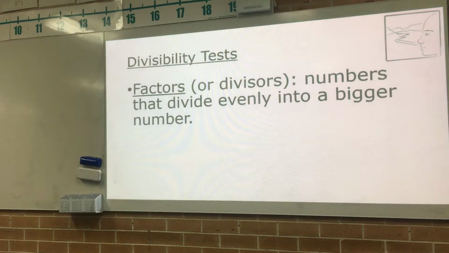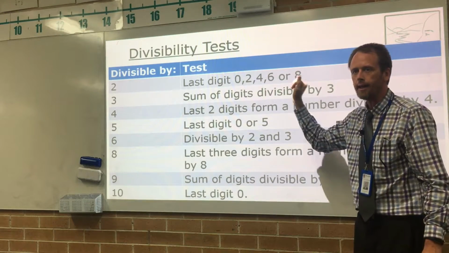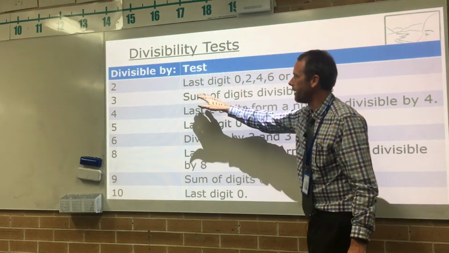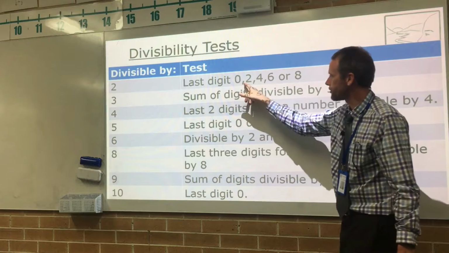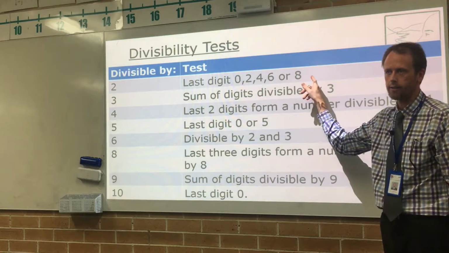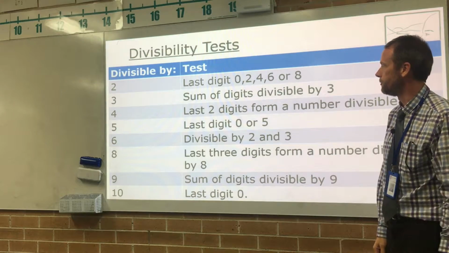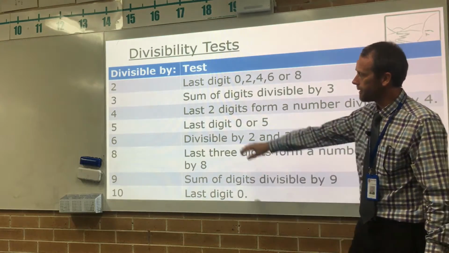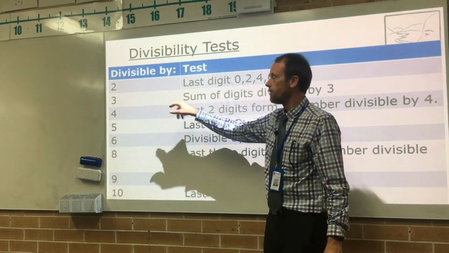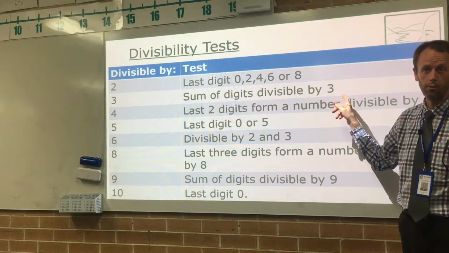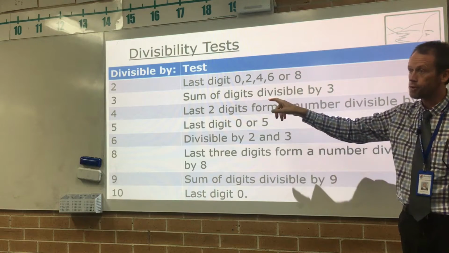I've just handed you this sheet. Here, in this table, we're able to tell what is divisible by 2. If the last digit is 0, 2, 4, 6 or 8, or it's an even number, we know it's divisible by 2. When it comes to 3, you can actually add all the digits together. And if the digits are divisible by 3, then the number is divisible by 3.